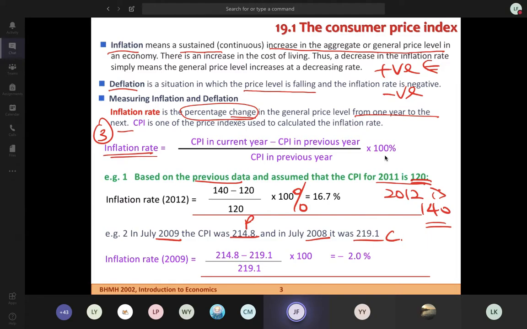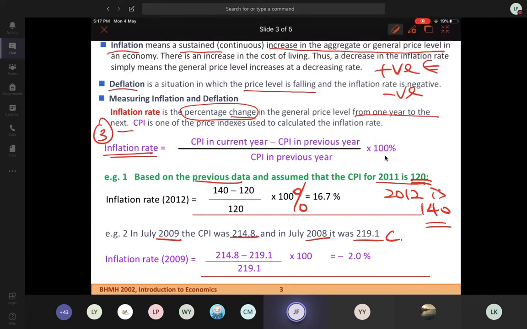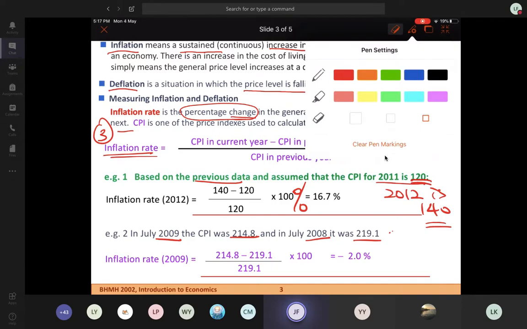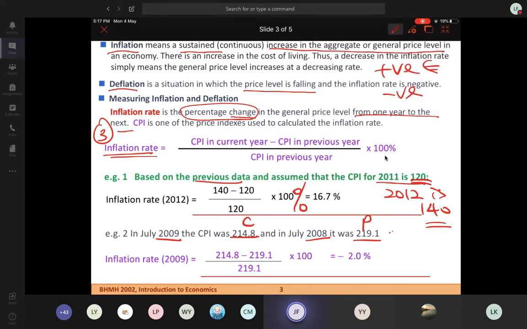一樣啦，係咪啊？sorry 啊，調翻轉先。前邊係2009。So this is the current, this is the previous. Okay, we use the current figure minus the previous and divide by the previous. 新減舊除舊乘100%. So what we have is a negative 2%. It is a negative 2%. 負啦。Okay, so when it is a negative figure, it means it is a deflation. So you see that the CPI decreased.